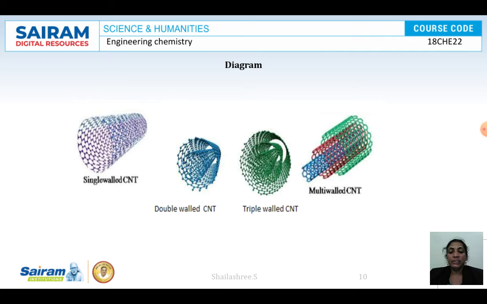You can just think of a graphite layer. When it is folded into a single wall, it becomes a single walled carbon nanotube. If two layers are folded, it will be a double walled carbon nanotube, like that we can imagine here.